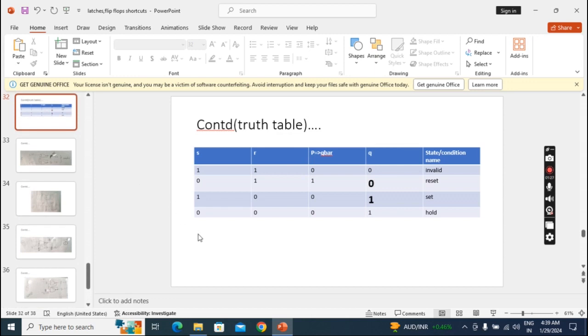So when we compare NAND and NOR latches, when we apply 0, 0, in NOR it becomes hold, but in NAND it becomes invalid. And when we apply 1, 1, NOR becomes invalid, but NAND becomes hold. And when we apply S equal to 0, NAND becomes set, but NOR becomes reset. And NAND becomes reset when we apply S equal to 1, but NOR becomes set. So these we have to observe.